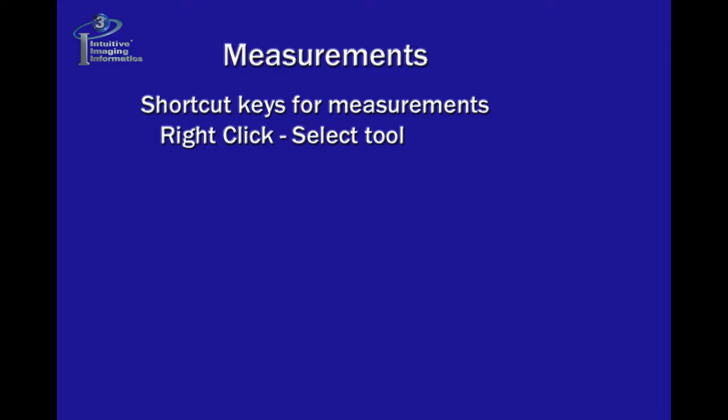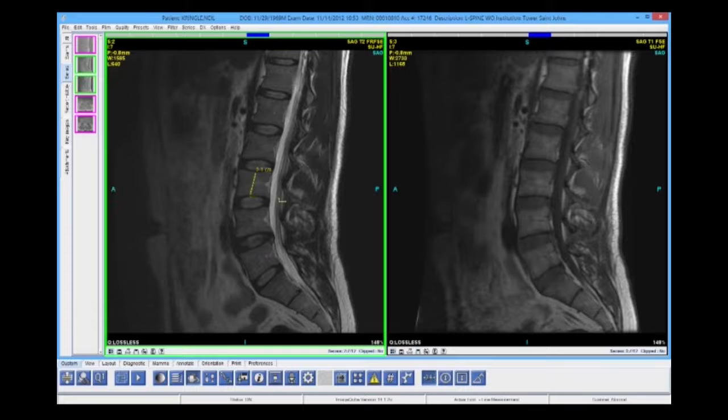We will now demonstrate the shortcut keys for measurement tools. A right-click on the toolbar is a quick shortcut to change the different types of measurements that are available on the ImageQube, from a line measurement to a region of interest, either a circle or a rectangle, to a Cobb angle.